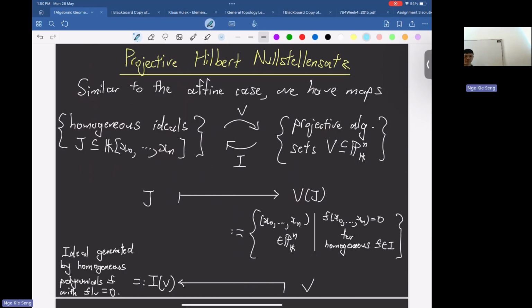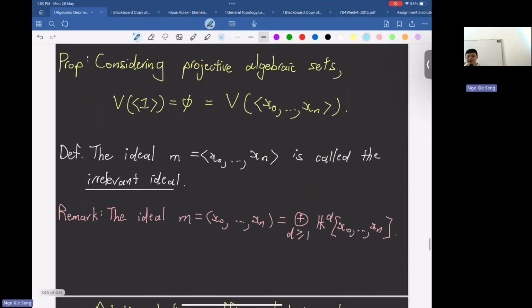Now here, what's the left-right correspondence? One side is homogeneous ideals, the other side is projective algebraic sets. And this very interesting ideal here is called the irrelevant ideal. Irrelevant ideal means what? In Chinese we say it's useless. Why is it useless? What's the zero set of this ideal? Zero. Does our projective space have zero? We have zero? No. So this is a useless ideal. It defines an empty set.